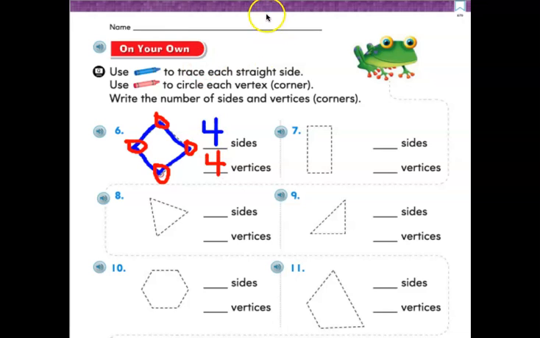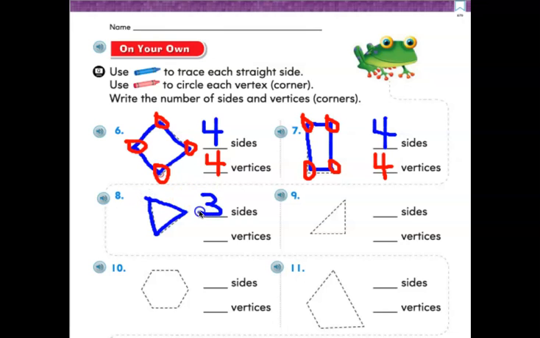All right, I'm going to go back up and change back to my blue crayon. Number 7, this is a rectangle, so I'm going to trace 1, 2, 3, 4 sides. Then I'm going to go back and get my red crayon and circle my vertices or my corners. 1, 2, 3, 4. So we have 4 vertices. Okay, that is a rectangle. So we have our square and our rectangle. I'm going to go back and get my blue crayon. This is a triangle. We have 1, 2, 3 sides. Another triangle. I'm going to go ahead and do that one. 1, 2, 3.